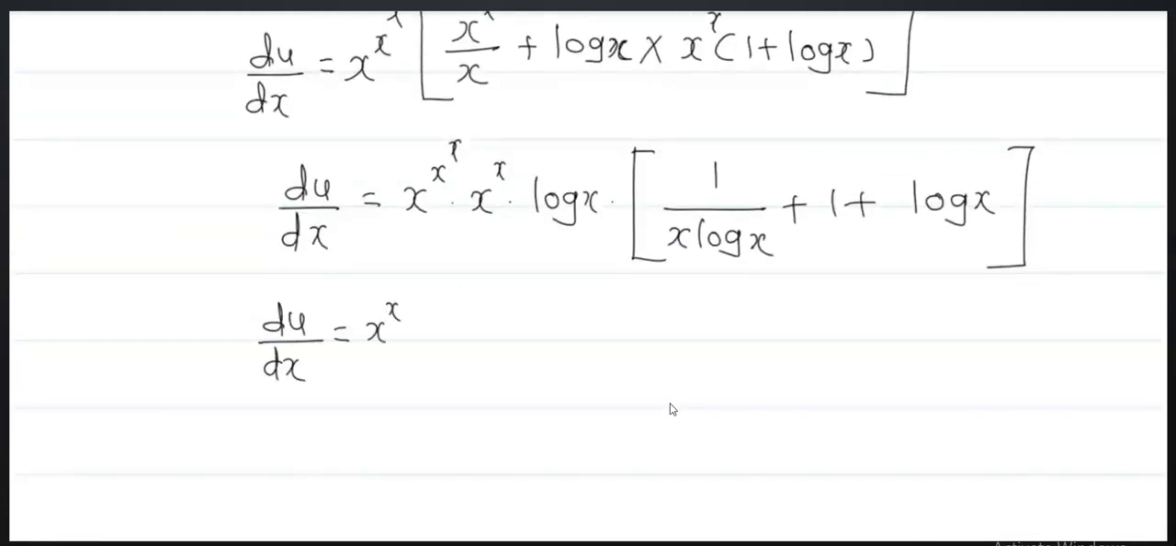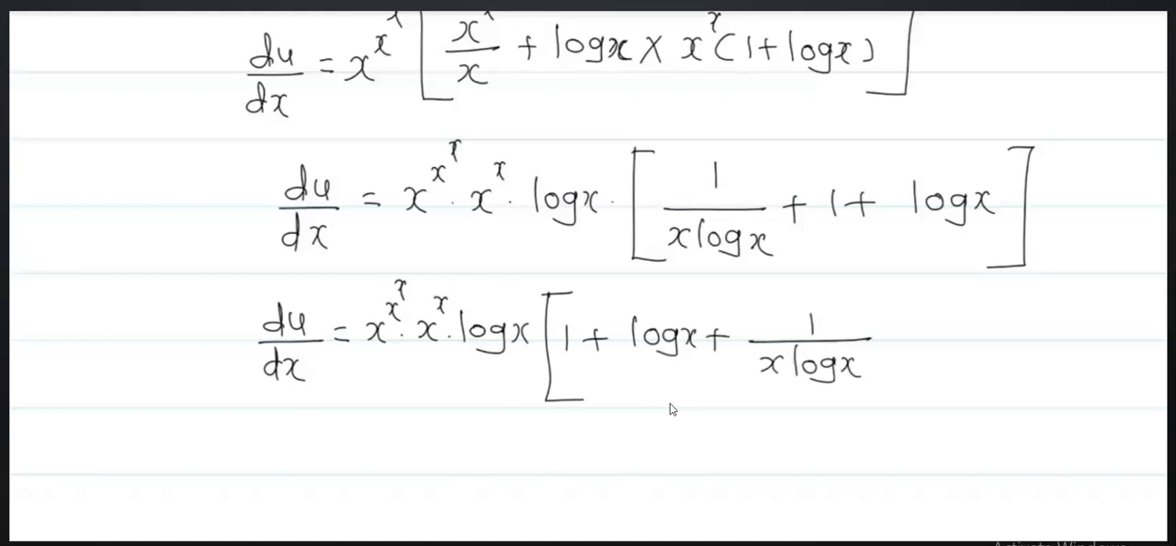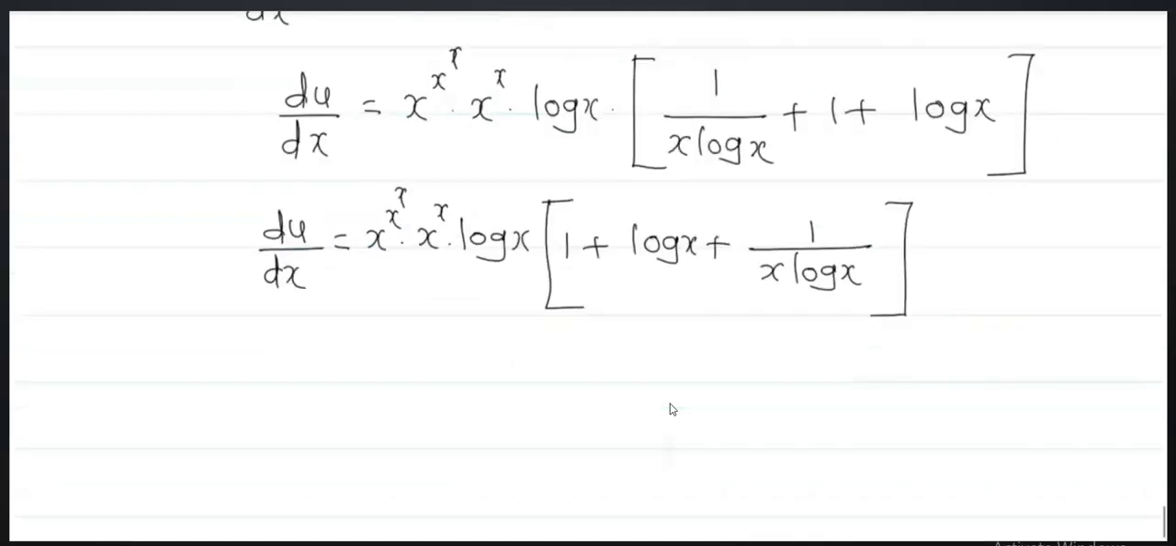Therefore du by dx is equal to x raised to x raised to x, x raised to x log of x in bracket 1 upon x log x, that is 1 plus log x plus 1 upon x log x.